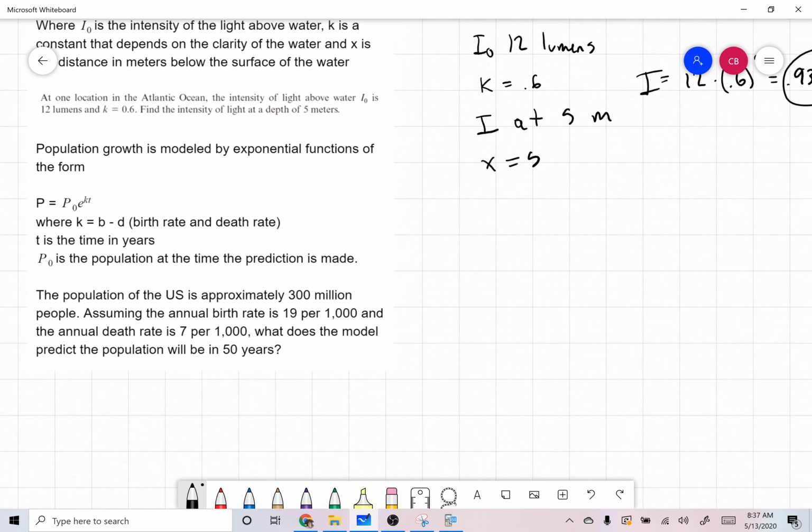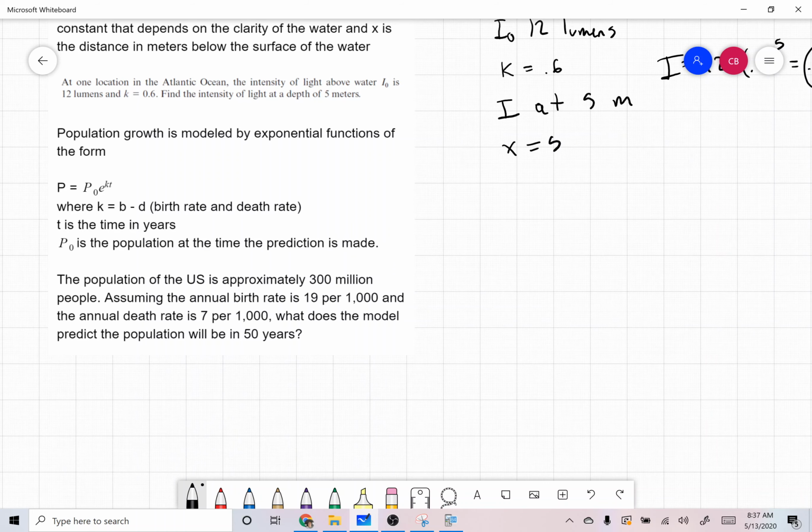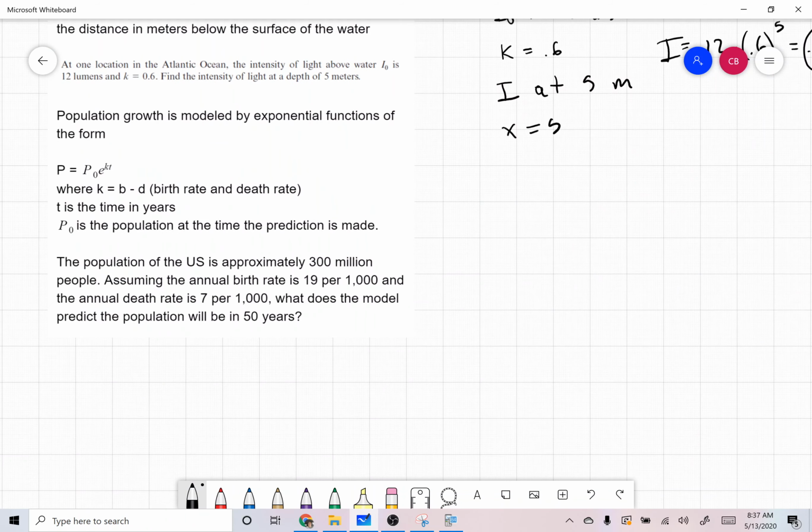All right. Then the next one we have is population growth, where K is equal to the birth rate minus the death rate. The population of the US is 300 million, so we're just going to use 300. So P is equal to 300, and we'll know that it's in millions. Assuming an annual birth rate of 19 and death rate of 7 per thousand, we have 19 per thousand minus 7 per thousand, which is 12 per thousand. Predict what it will be in 50 years.